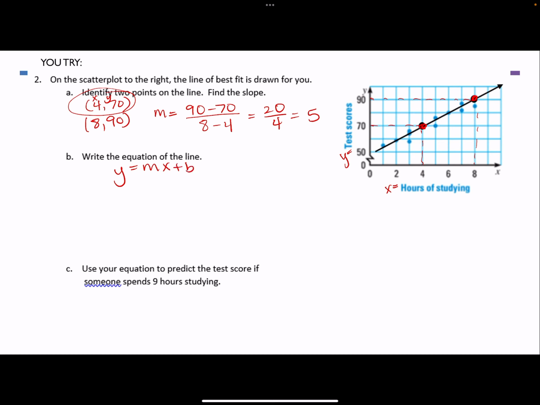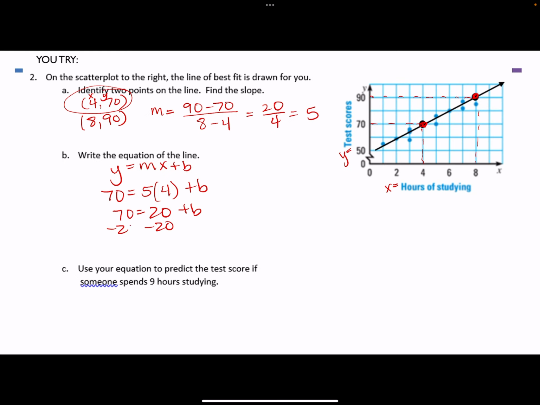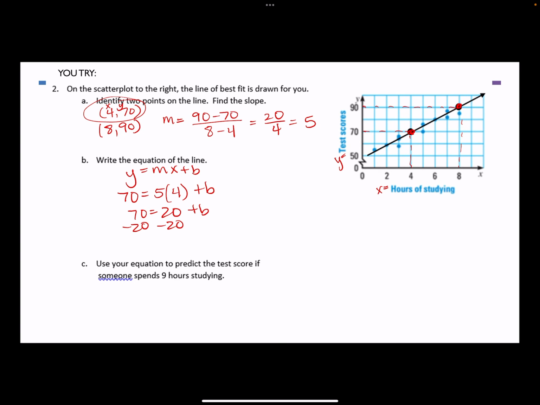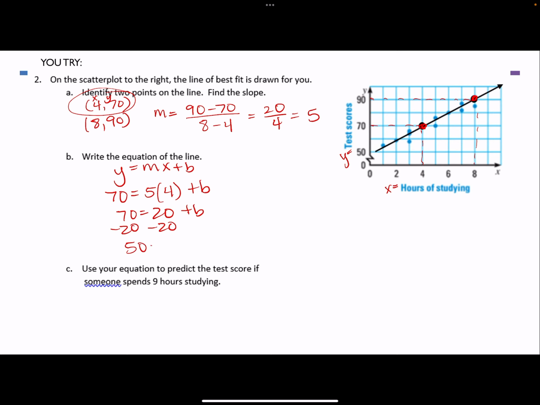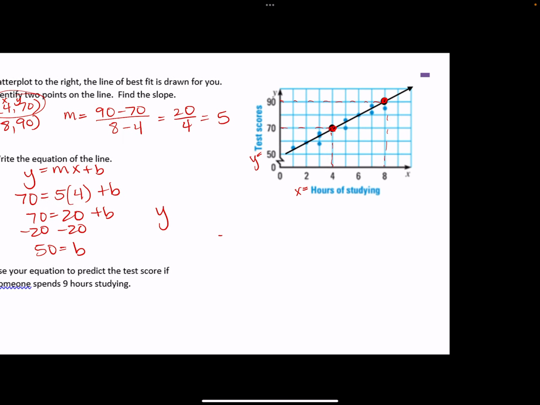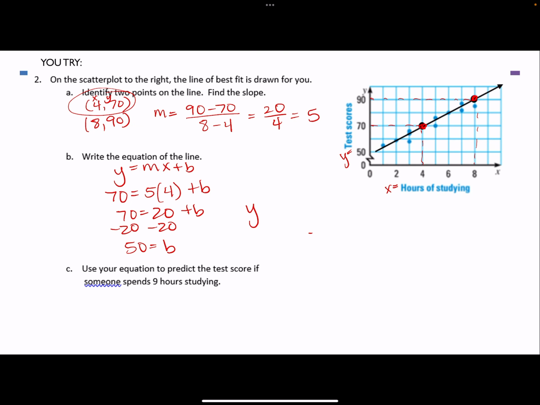So my y value was 70 in that point. My m that I found is 5, and my x is 4. And now when I solve for b, I have to multiply 5 times 4 and then solve for b. So we're going to subtract 20 from both sides. And so b is equal to 50. But now my equation, oh my goodness, my equation is going to be y is equal to 5x plus 50. I have to put it all together.